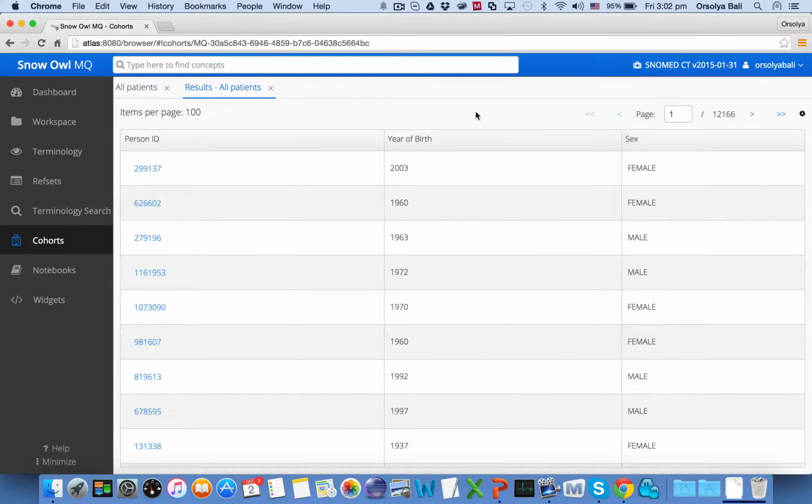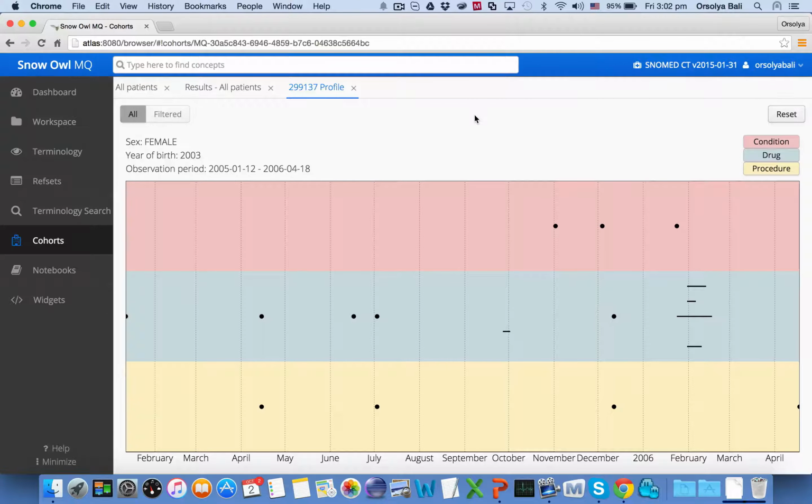So here we have over 1 million patients imported, and in this table we can just review a list of these patients with basic demographic information, and by opening up a patient we can look at more details on the clinical history of this particular patient. So let's focus on this patient. We can see that this is a female patient born in 2003, and the observation period is quite short.